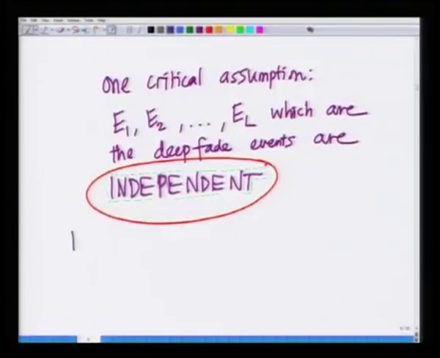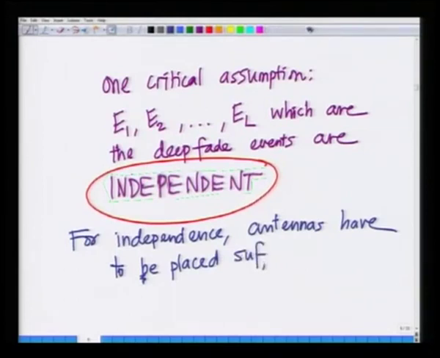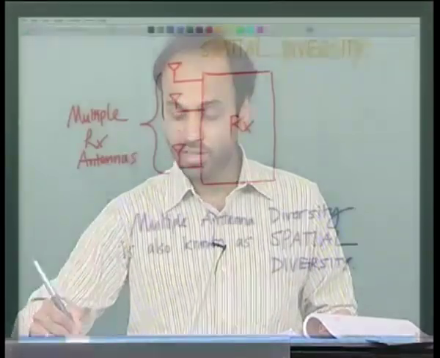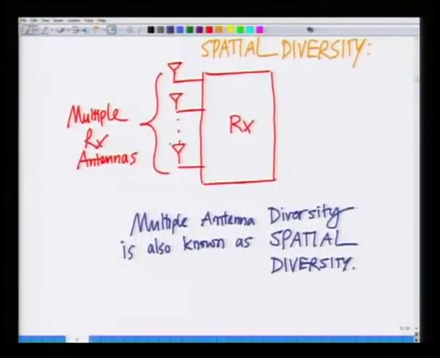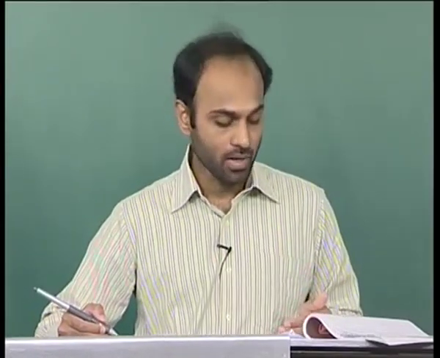So, for independence to hold, these receive antennas have to be placed sufficiently far apart. For instance, look at this, I have L receive antennas. If the receive antennas are close to one another, then the signals received at these different antennas are highly correlated. That is the reason the independence assumption does not hold. So, the antennas have to be placed sufficiently far apart, so that the received signals across these L receive antennas are independent.